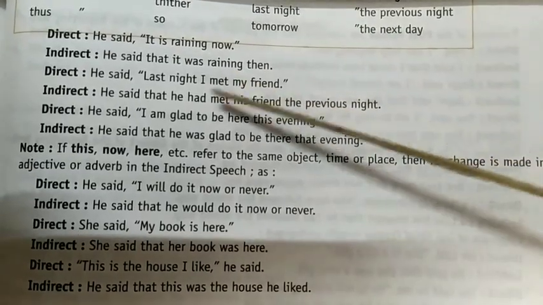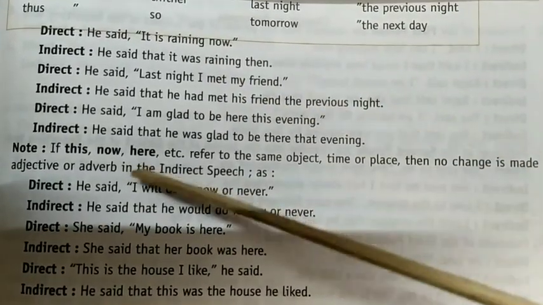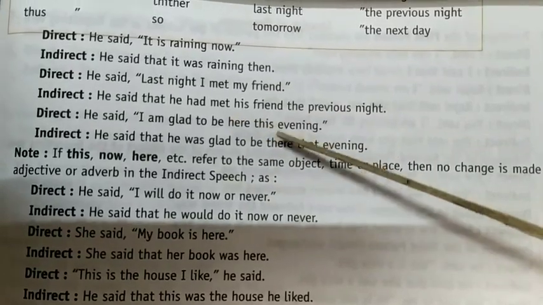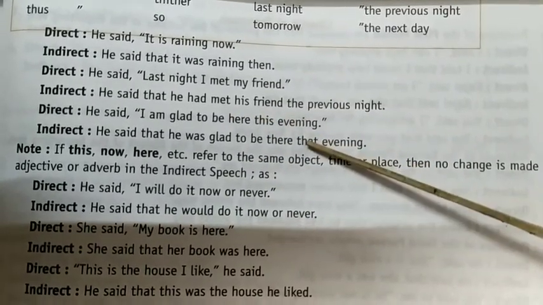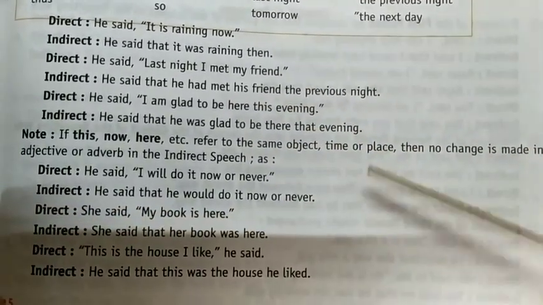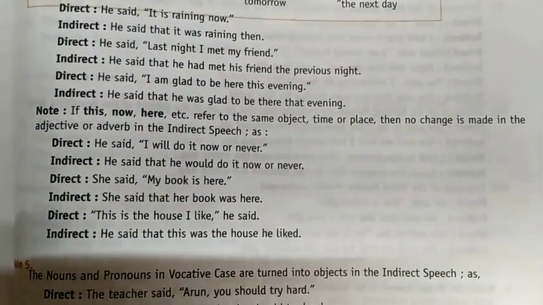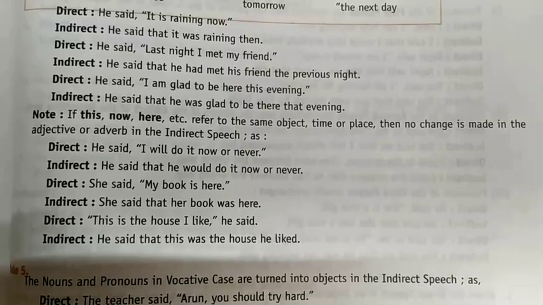Next one, he said I'm glad to be here this evening. He said that he was glad to be there that evening. Here becomes there, this becomes that. Okay, let us see some important points to remember here. There are some exceptions with this. Okay, so what are they?